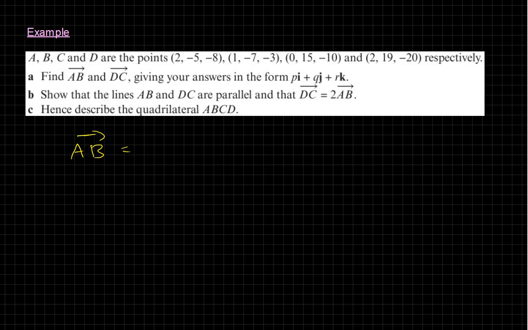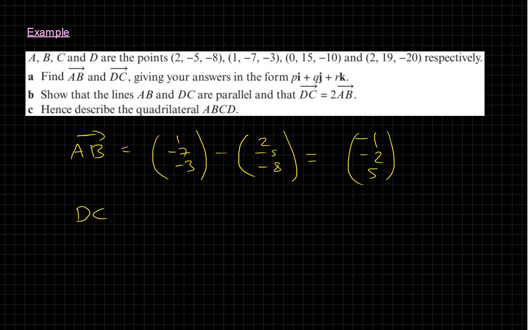So the vector from A to B is the B position vector, which is (1, -7, -3), minus the A position vector, which is (2, -5, 8). And I get (-1, -2, -11)... minus 1, minus 2, 5. The DC vector is the C position vector minus the D position vector.